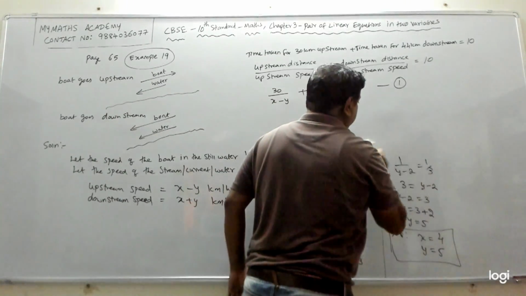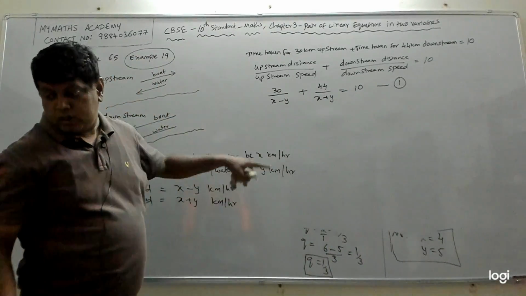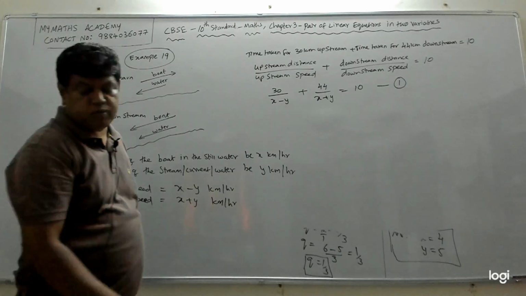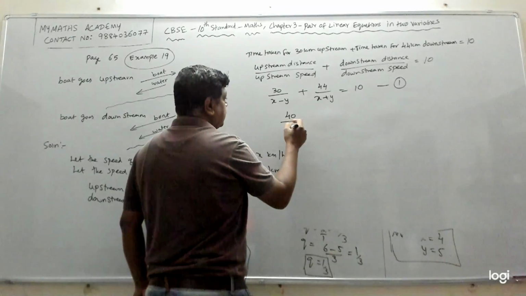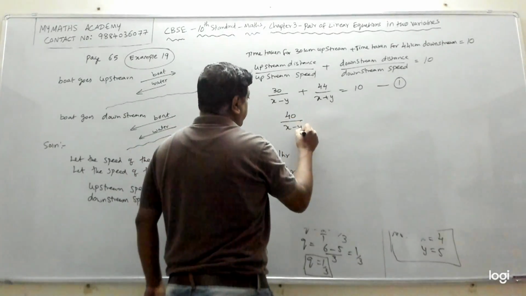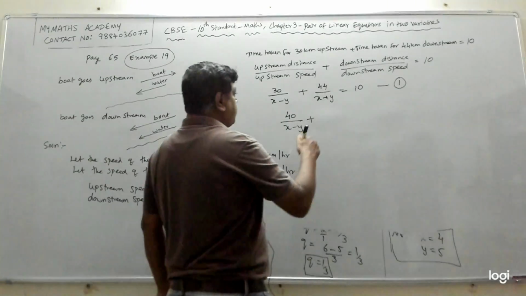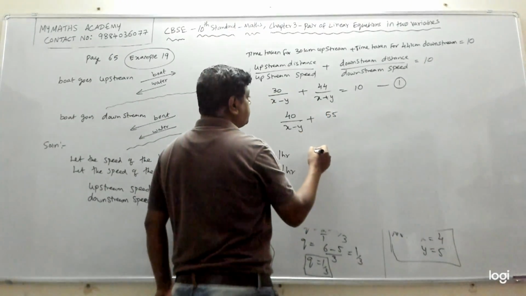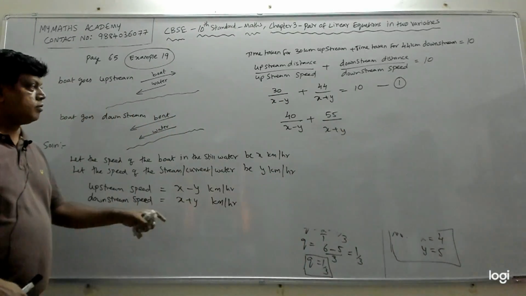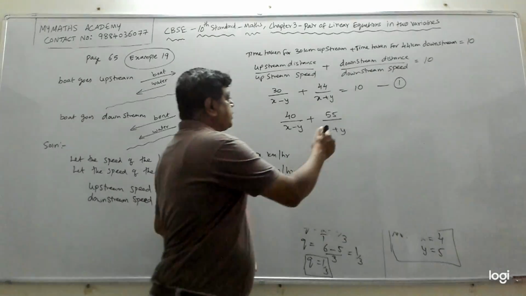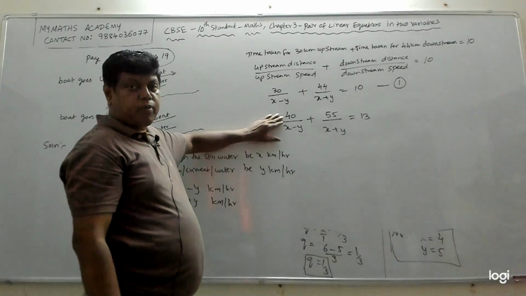So again, how many kilometers upstream? 40 kilometers upstream. So for 40 kilometers upstream, the distance by upstream speed is x minus y, plus it goes 55 kilometers downstream. 55 is the downstream distance, by what is the downstream speed? x plus y. So in how many hours? 13 hours. This is the time taken for the second information.